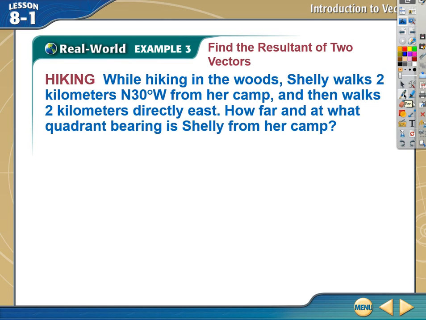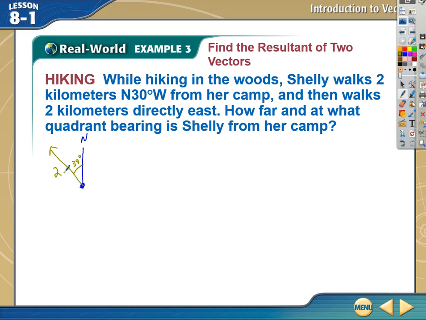First thing I like to do is always draw it the way it's being told. Let me give myself a little more room, guys. Here's my north, and here's my starting point. It's 30 degrees west of north. So here I am at north, west is this way, 30 degrees, and there's my angle. She went 2 kilometers in that direction, so I'm going to say 2. Boom.